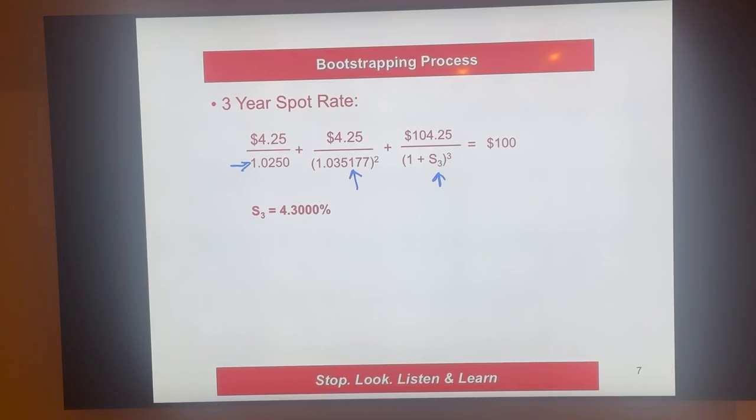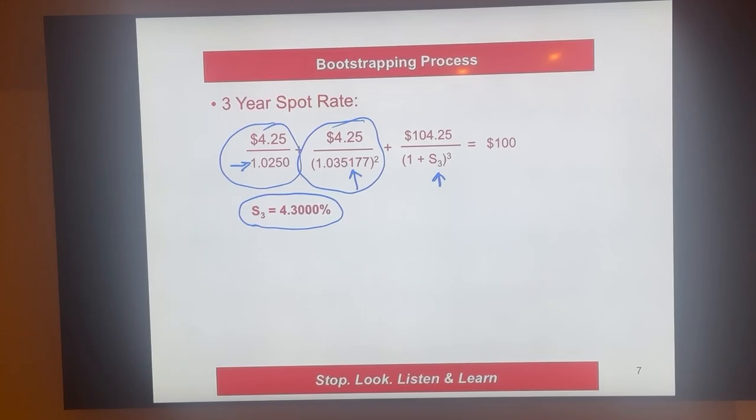And so we'll go through the same process. This term here would be a number or constant, and this term here would also be a constant. We take both of these numbers, subtract the sum of these two numbers from 100, and then go through the same process as before to solve for S3. In this case, we'll be taking the cube root in order to get rid of the 3rd exponent. When you go through all of the algebra, you see that the 3-year spot rate turns out to be 4.3%.